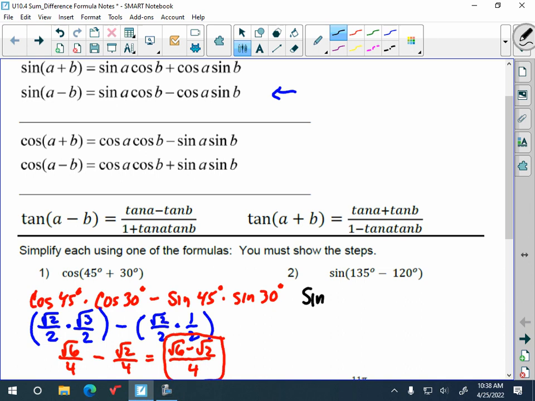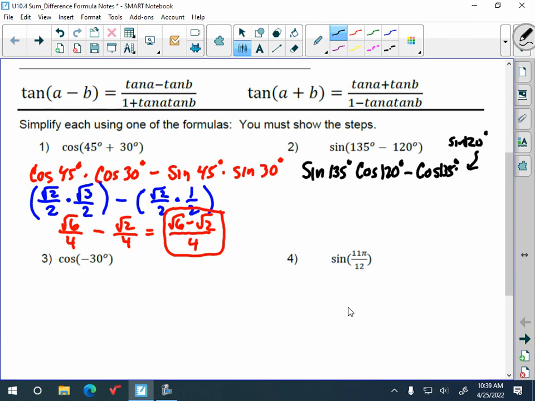All right, so sine 135 times cosine 120 minus cosine 135 times sine 120. All right, so sine 135 times cosine 120 minus cosine 135 times sine 120. All right, so now we go to our unit circle, find the values of each of those angles.